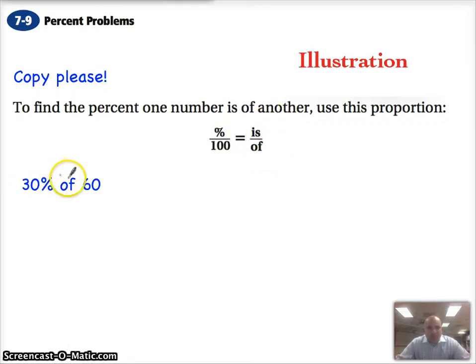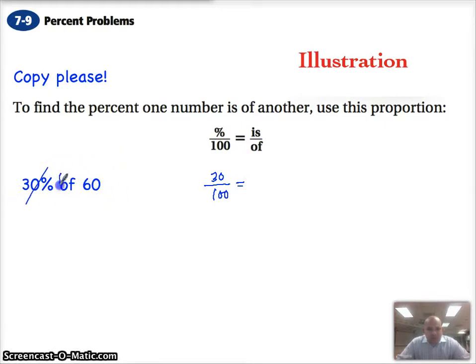Well, here we have 30% of 60. Using this proportion as a model, I'm going to go ahead and put the percent, which is 30, right on top of the 100. Equal. So now we have one ratio over here. Now we're going to develop the other ratio over here. Now certainly we've taken care of the 30. Now what do we do with the 60?